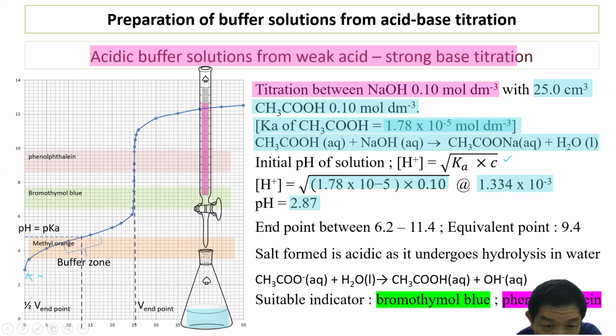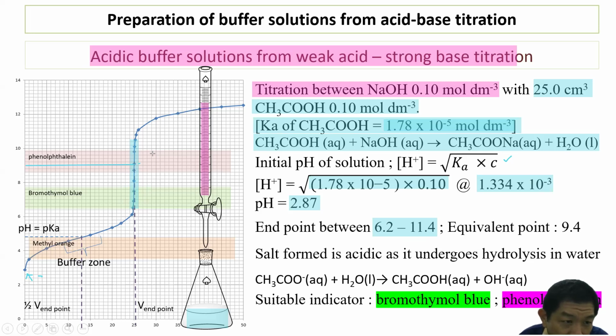And then finally, part B. You form a basic salt when you mix ethanoic acid and sodium hydroxide. The endpoint here is somewhere between 6.2 and 11.4. So this is your endpoint. The equivalent point takes the middle of the reaction. This is the point where you have the endpoint, and this is the equivalent point.